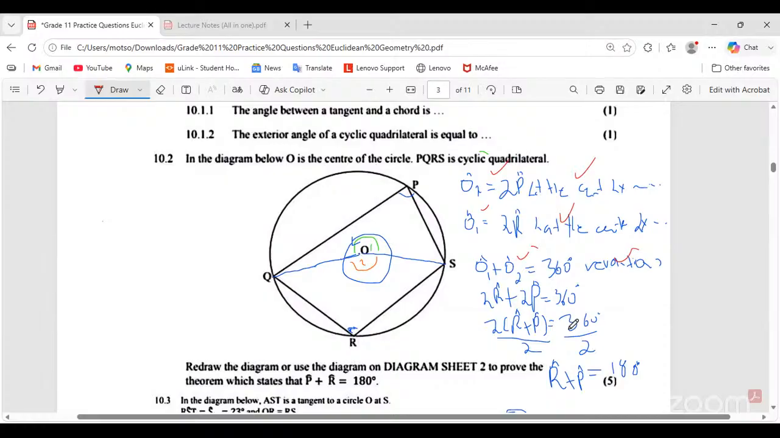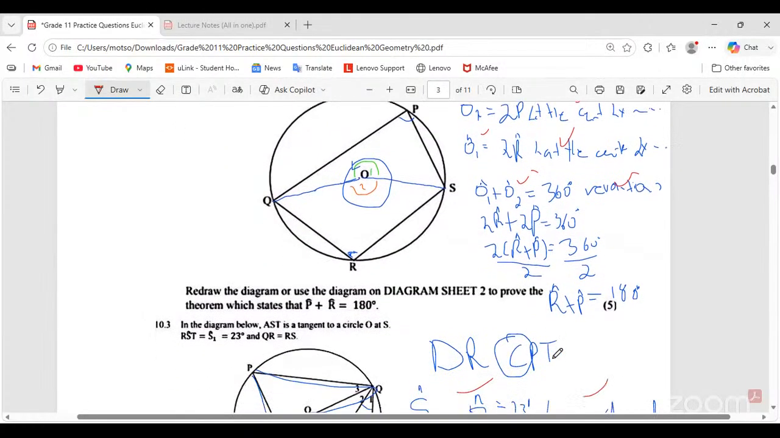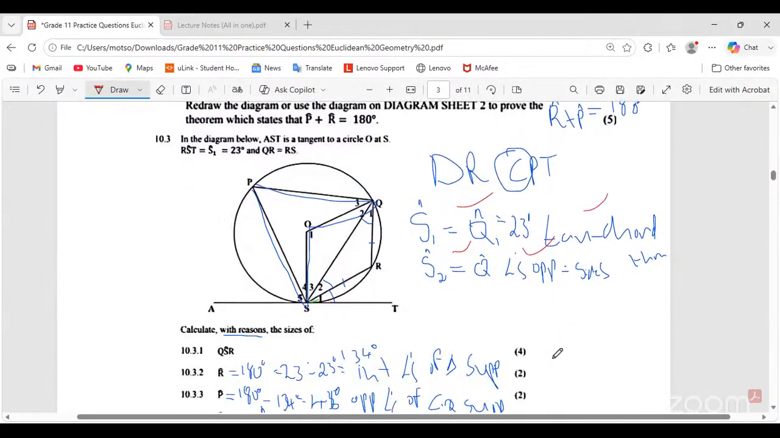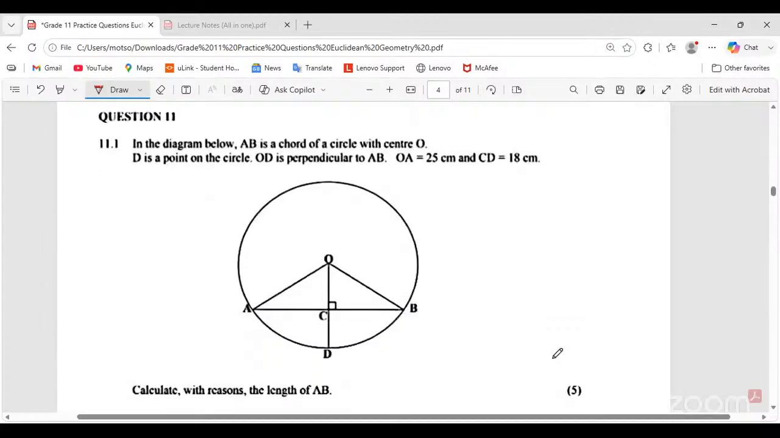I hope it makes sense to everyone and you guys will enjoy that proof. Let's continue to the next problems. The question 11 here.